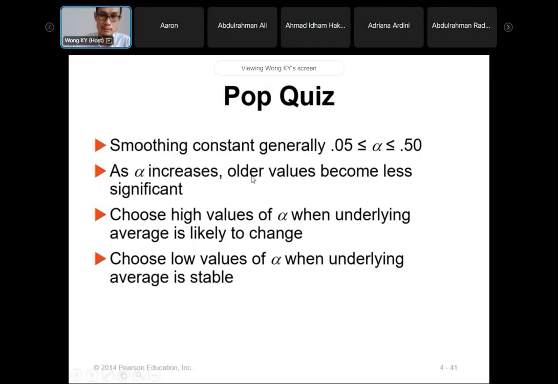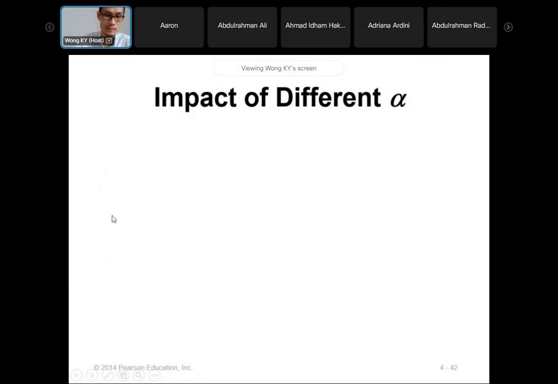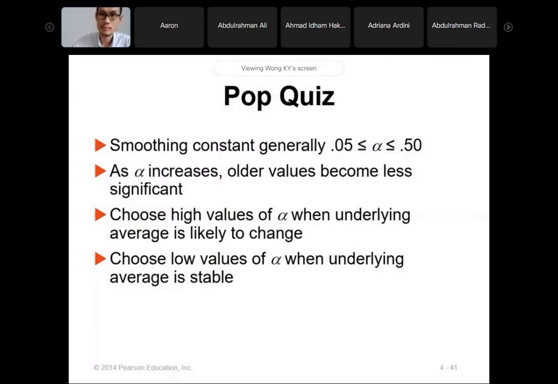So how do we choose the right value to use? This is the guidance. Choose a high value of alpha if you think that the average demand is likely to change, and choose a low value of alpha if you think that the average demand is quite stable.